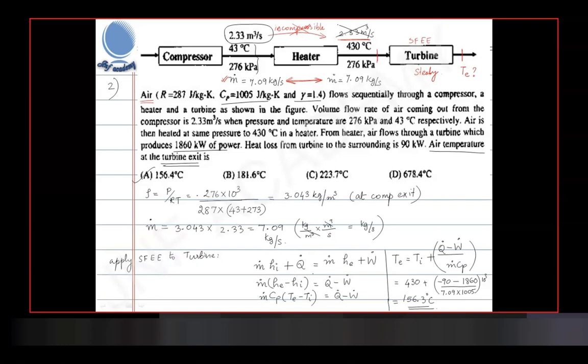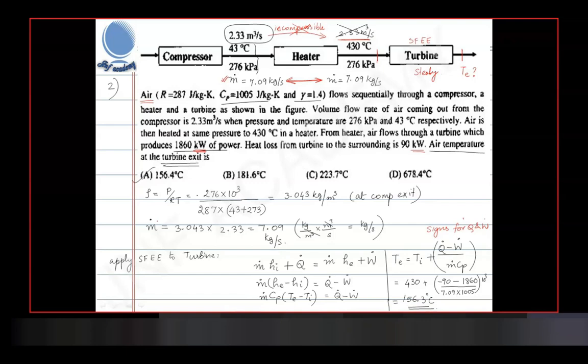Another mistake that commonly happens is your signs for Q and W. Your Q dot and W dot, if you do not put the correct sign, then you can make a mistake. I've seen students doing that. And also, if you don't convert the kilowatt, then you'll get a very weird answer. You may not get the correct answer. Okay, I hope this is clear.